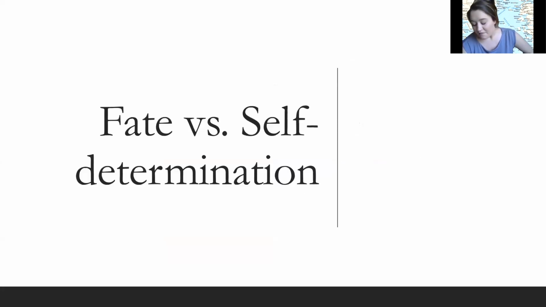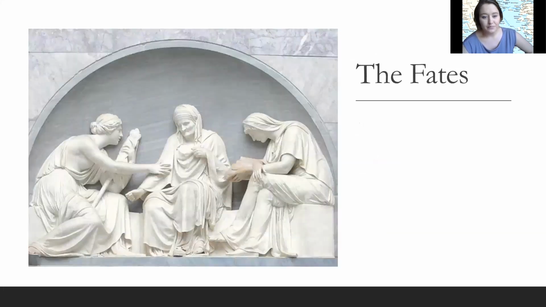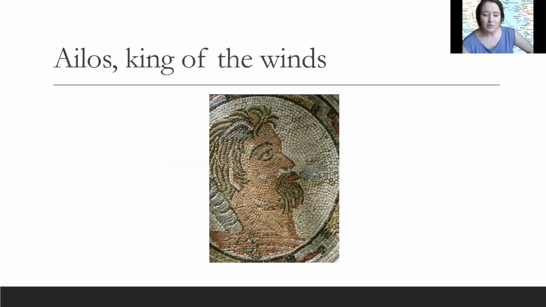Now, fate versus self-determination. These are the fates. I'm not going to go through the three fates because that'll be a rabbit hole, but it'll be fun for Miss Crowell, but we're not going to do it. But this is a work of the three fates. The example I'm going to use for fate and self-determination is the bag of wind.